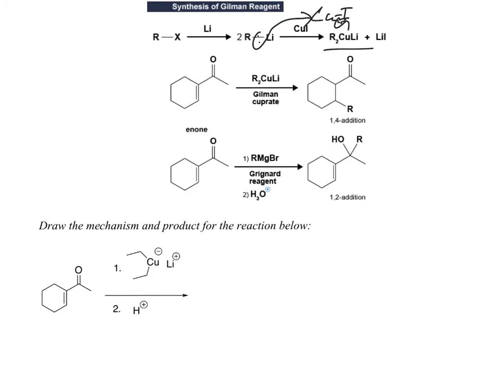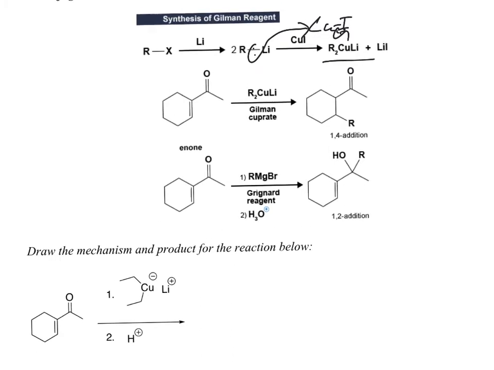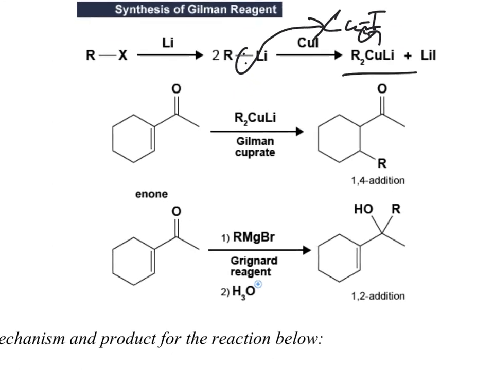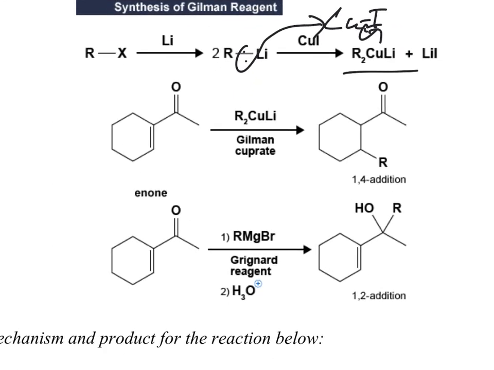So that Gilman reagent, the cool thing about this is if you have this alpha beta unsaturated ketone. Let's just talk about that. So we have this situation. If you just look at this, you have the same starting material. Here's this Gilman reagent, and here's a Grignard, which you know.